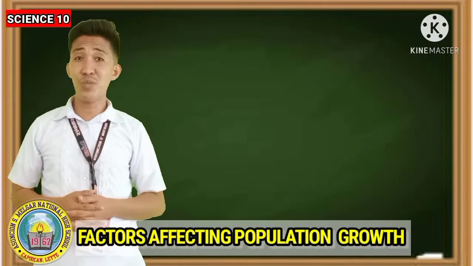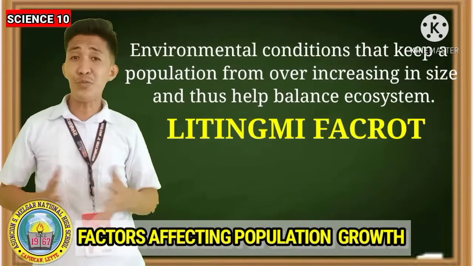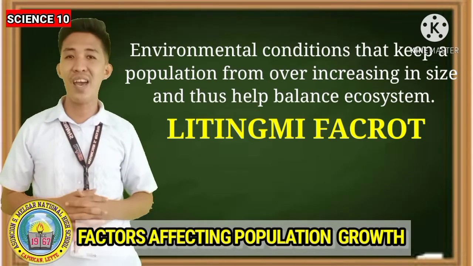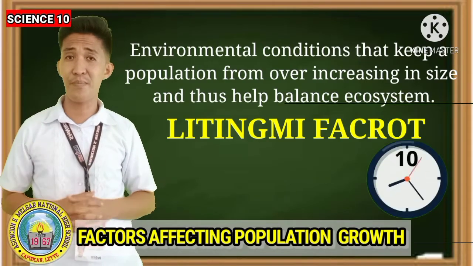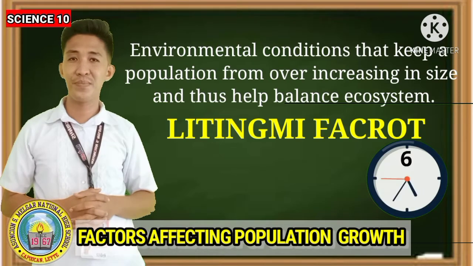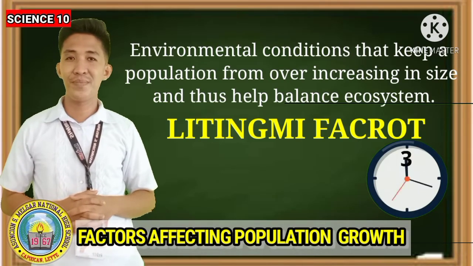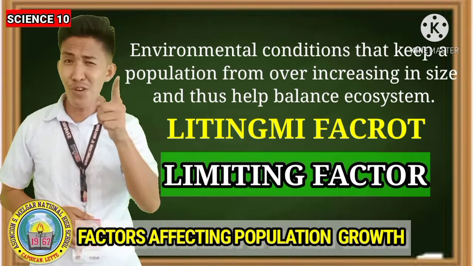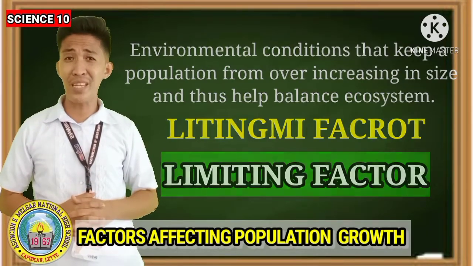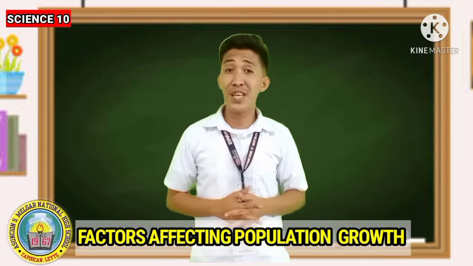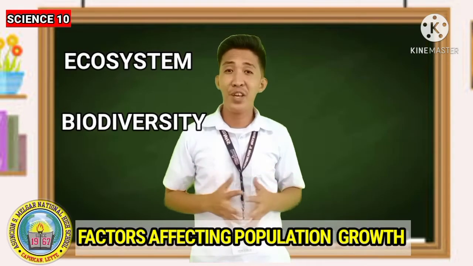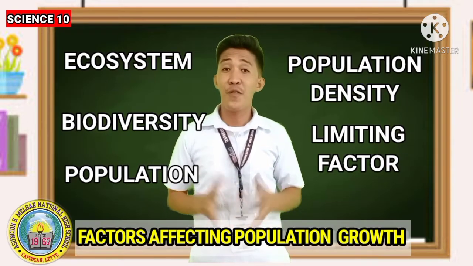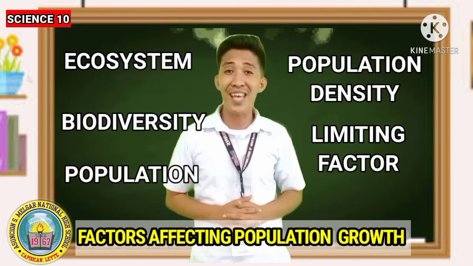Moving on to the last description, number 5. This refers to environmental conditions that keep a population from over-increasing in size and thus help balance the ecosystem. If your answer is limiting factor, you're great! You really did well when you were in grade 9. I want you to note these terms: ecosystem, biodiversity, population density, and limiting factor, for these terms will help us better understand our topic for today.